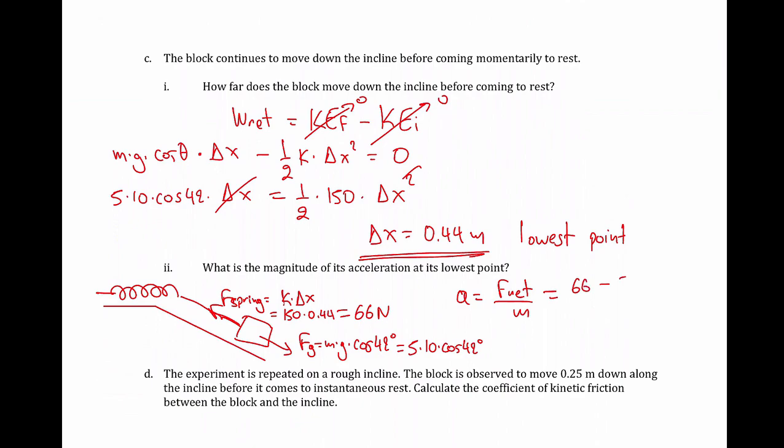66 minus 5 times 10 times cosine of 42 divided by the mass that it is 5, and from this the result will be 6.6 meter per second squared upwards on the inclined plane.